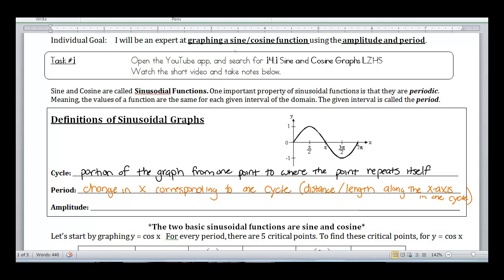The amplitude is going to be the vertical distance from the midline to the highest or maximum or lowest point.